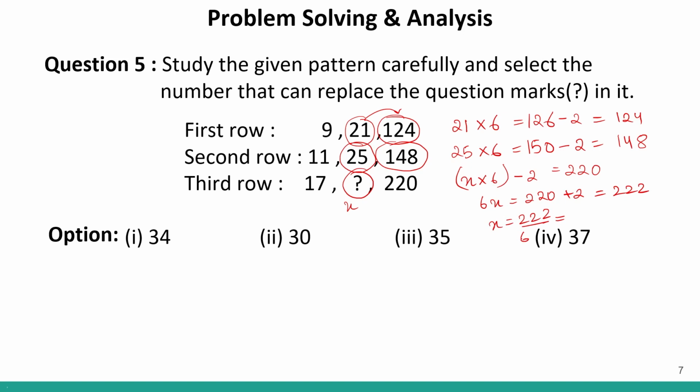So x will be 222 divided by 6. That will be 37. So over here x is 37. Now we have found the missing term. We also have 37 in the options. But how are these numbers related? What is the importance of these numbers?